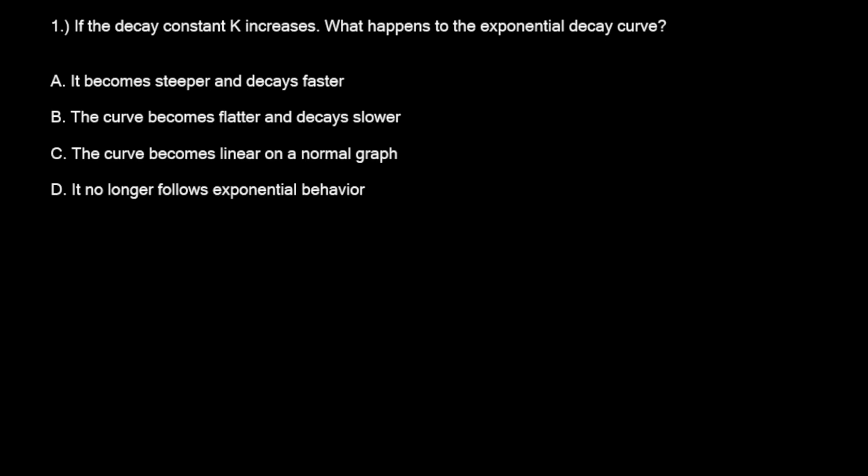It reads, if the decay constant k increases, what happens to the exponential decay curve? A says it becomes steeper and decays faster. Answer choice B says the curve becomes flatter and decays slower. C says the curve becomes linear on a normal graph. And D says it no longer follows exponential behavior. Which one do you think is the right answer choice? Pick one and let's review the solution together.